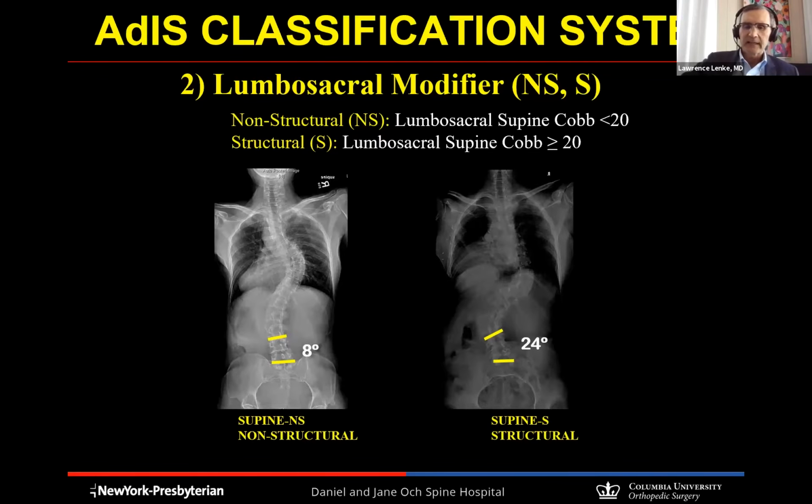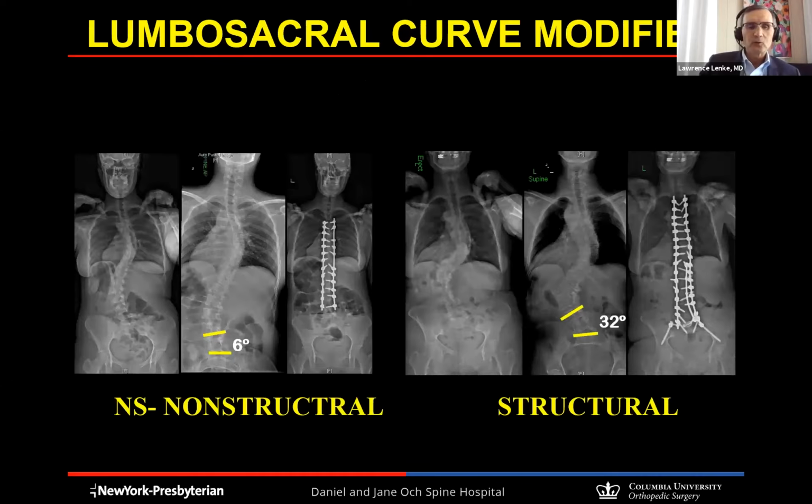So the implication is logically that on the left, for a non-structural lumbosacral modifier curve, we try and avoid fusing the lumbosacral region. And for a structural lumbosacral curve, we most often have to include that structural lumbosacral region in the instrumentation and fusion. Obviously, nothing's ideal or perfect, but these are just general recommendations.